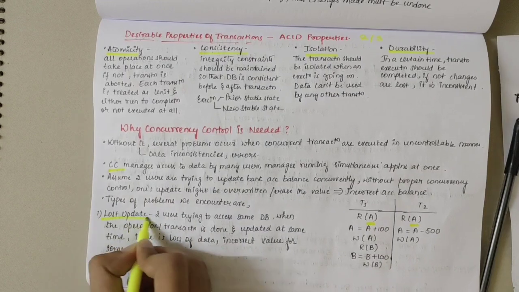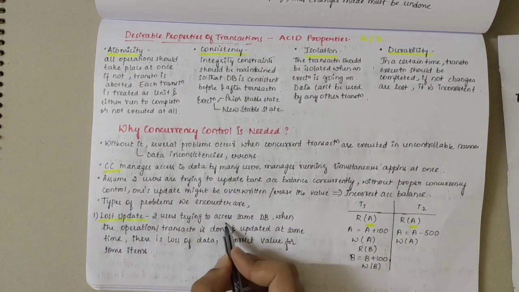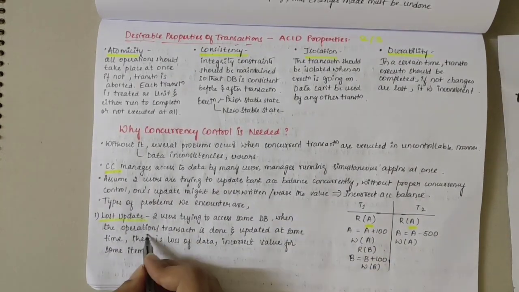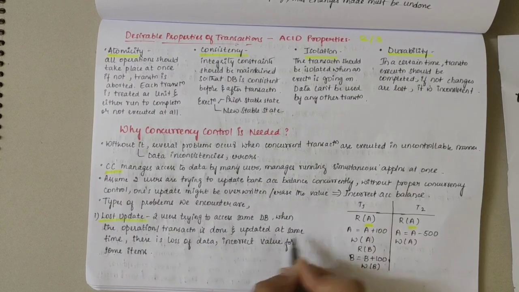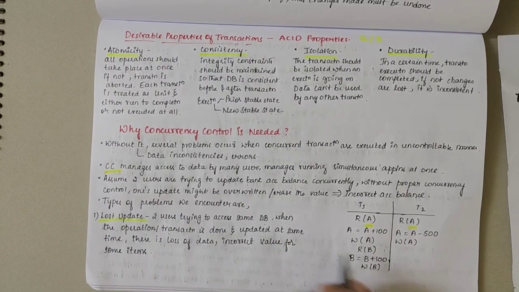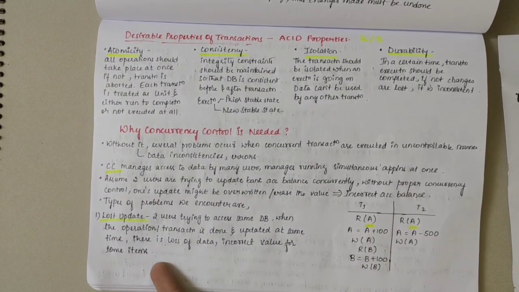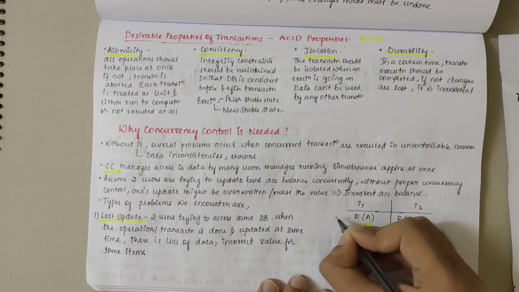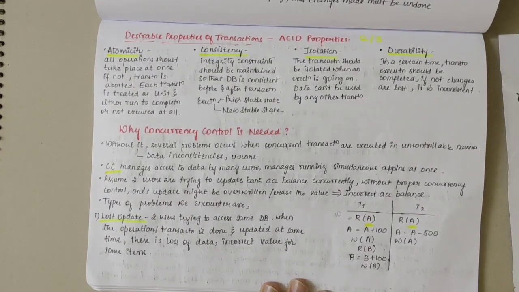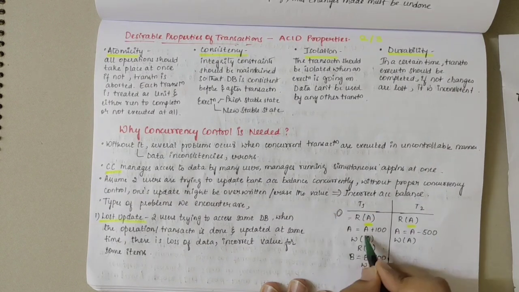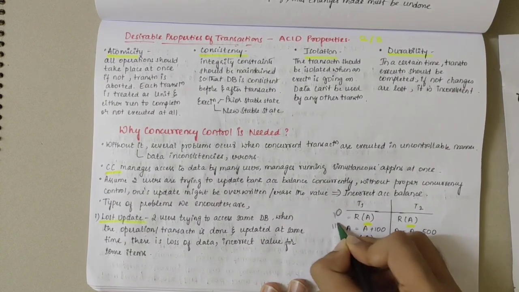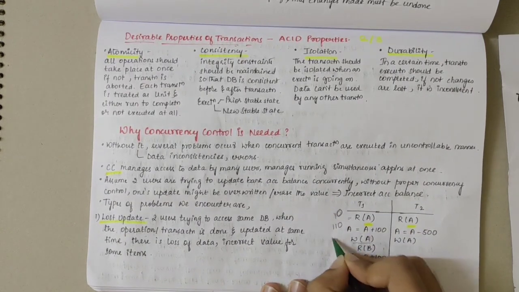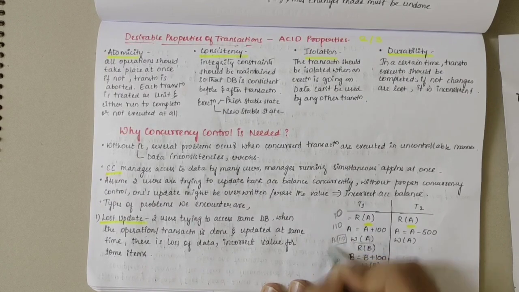The first problem is lost update. When two users are trying to access the same database and the transaction is done and updated at the same time, there is loss of data, and incorrect values for some items. Let's take the initial A value as 10. Next, A equals A plus 100, so it will be 110. Write the value. Now A will become 110.